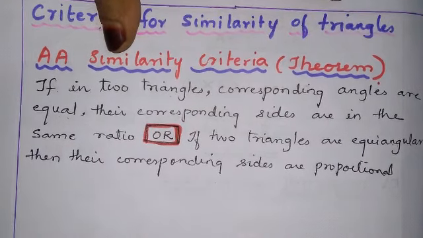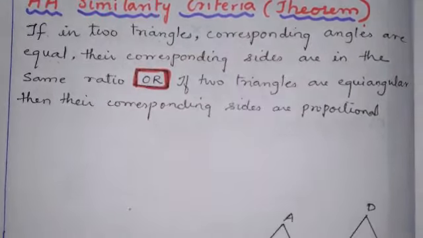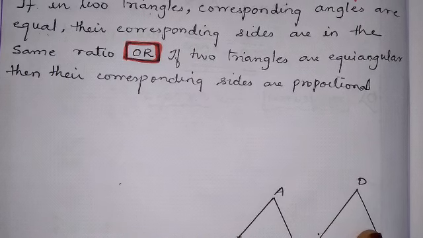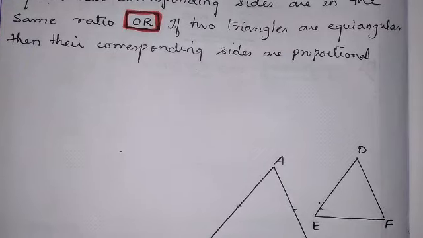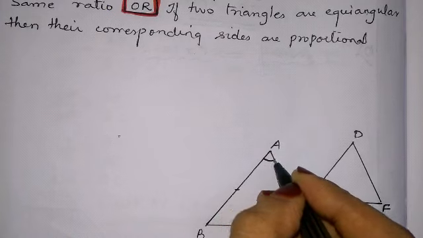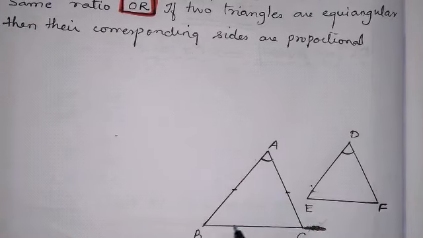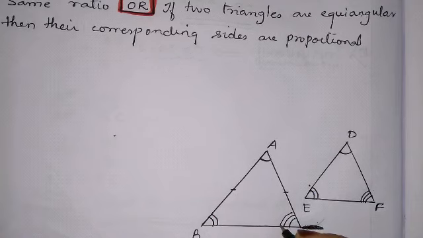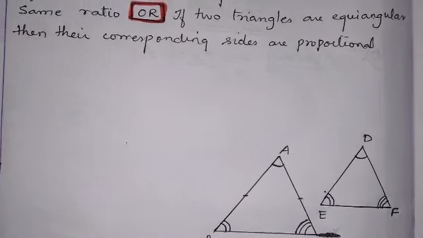Based on this statement, we have to draw two triangles. Let me draw two triangles. We are learning about similarity, right? If in two triangles corresponding angles are equal, let me write corresponding angles are equal. Angle A is equal to angle D, angle B is equal to angle E, and automatically angle C will be equal to angle F. This is the statement, what they have told.